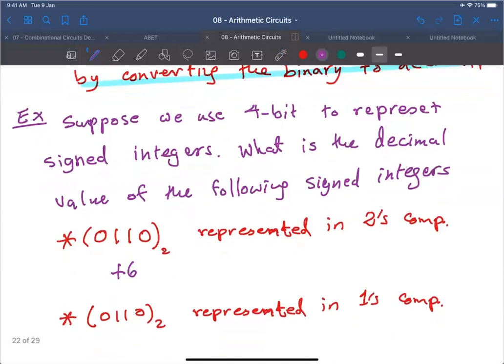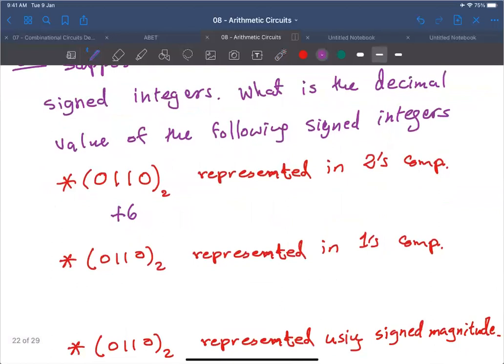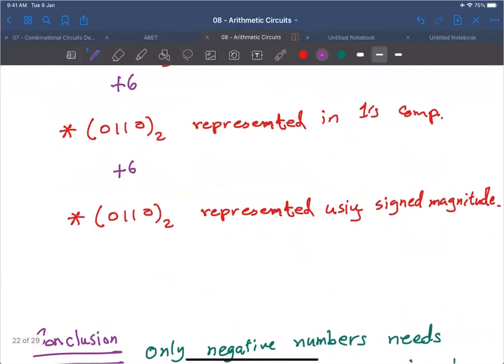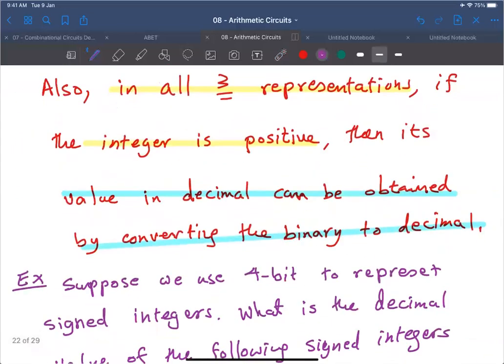Okay, what if I give you the same number but represented in one's complement? What is the decimal value? Decimal value 6. It is the same, right? Yes. It is going to be the same, because for positive numbers we have the same representation in all three representations. The same bits in all the representations. So for the same bits in sign and magnitude, we also get plus 6 as well.